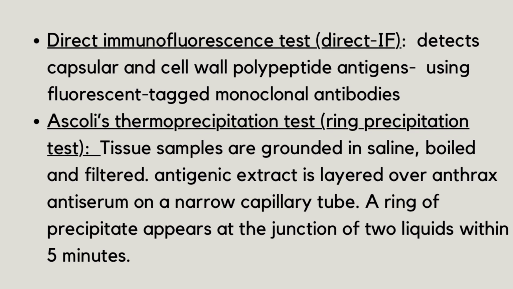Ascoli's thermoprecipitation test, which is also called ring precipitation test. In this test, tissue samples are taken from suspected animals. It is ground and suspended in saline. Then it is boiled for 5 minutes and filtered through a filter paper or muslin cloth, after which it is allowed to cool. Then anthrax antiserum is taken in a narrow capillary tube. The antigenic extract is layered over the anthrax antiserum. A positive test will show a ring of precipitate at the junction of the two liquids within 5 minutes.